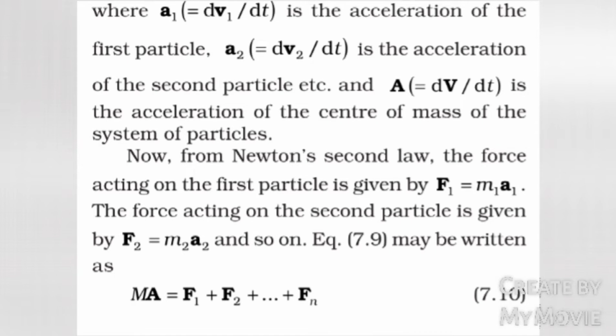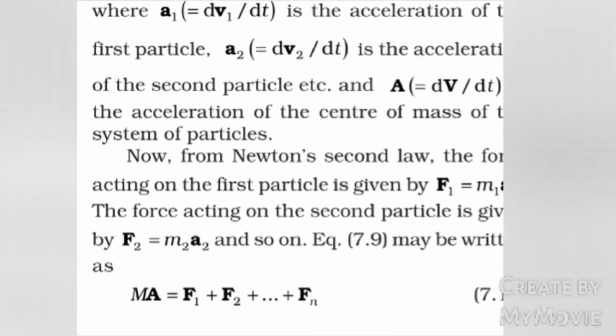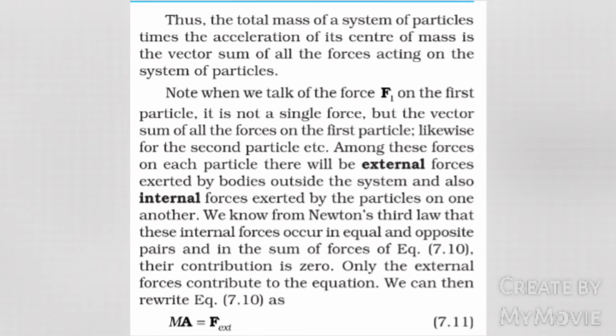Now, from Newton's second law, the force acting on the first particle is given by F1 = m1a1. The force acting on the second particle is given by F2 = m2a2, and so on. Equation 7.9 may be written as mA = F1 + F2 + ... + Fn. Thus, the total mass of a system of particles times the acceleration of its center of mass is the vector sum of all the forces acting on the system of particles. Note, when we talk of the force F1 on the first particle, it is not a single force, but the vector sum of all the forces on the first particle. Likewise for the second particle, etc.